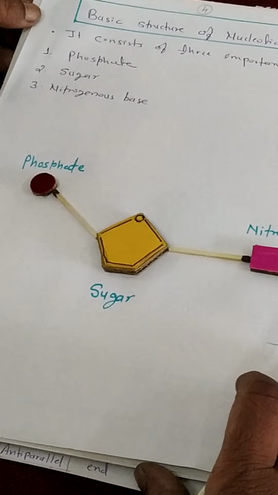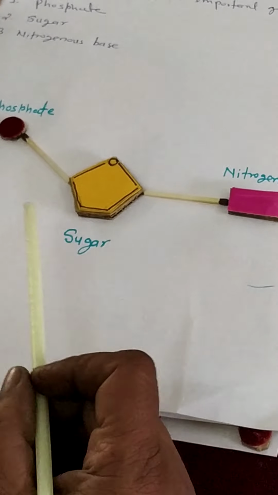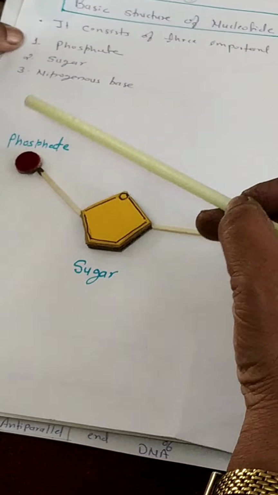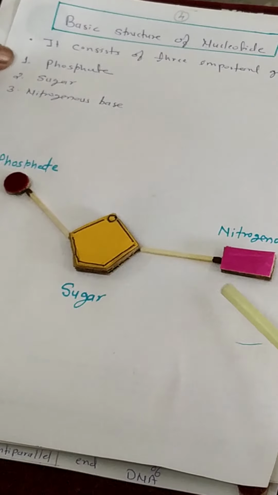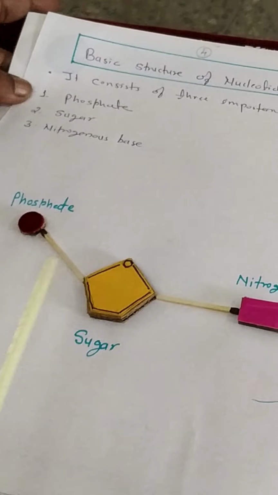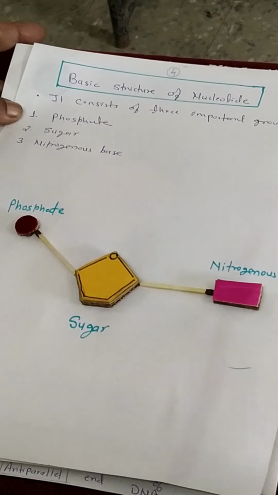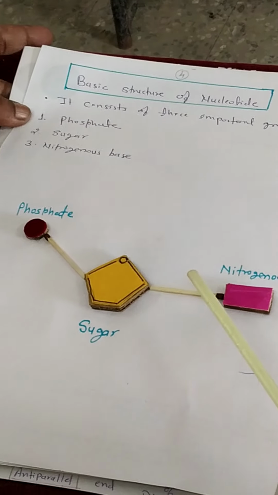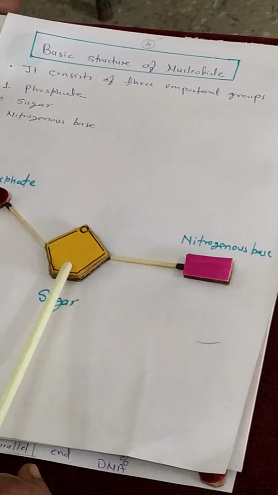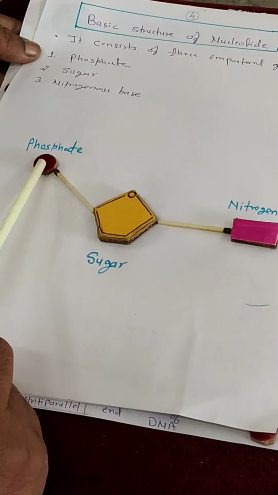To understand the basic structure of nucleotide, first of all, see this small model. This is the whole structure of nucleotide, and it consists of three important groups. The first group is sugar. It is called pentose sugar. The second group is the group of phosphate.